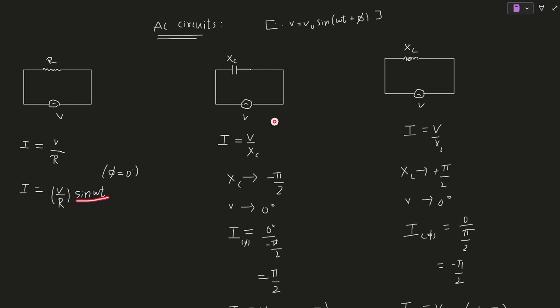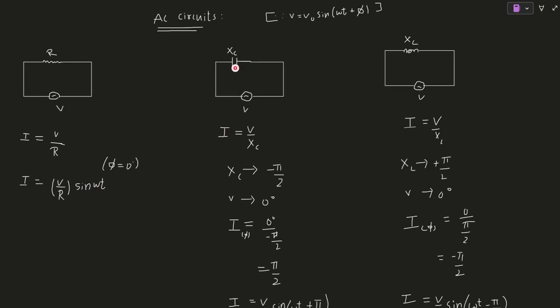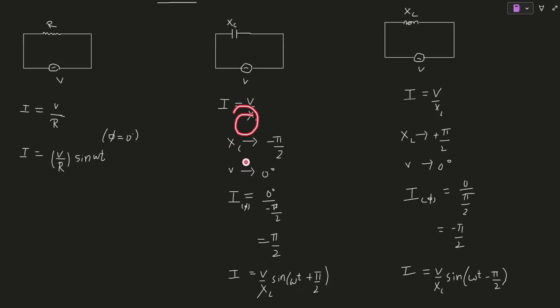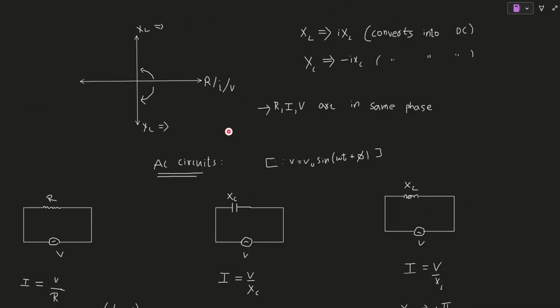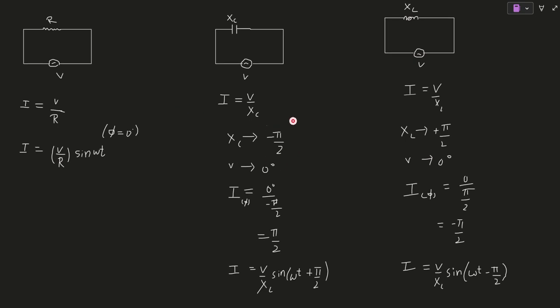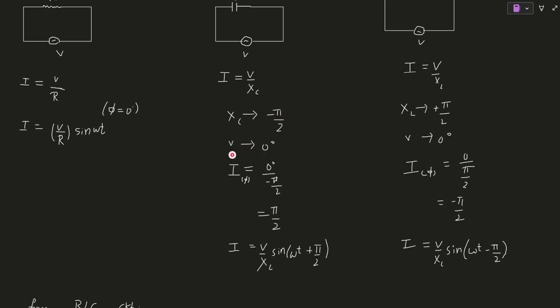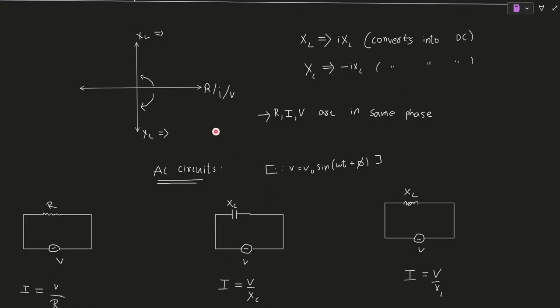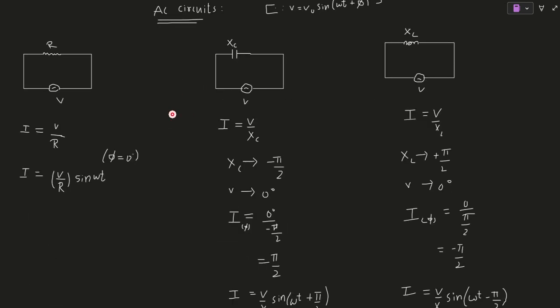Now we write for the capacitive circuit. I = V by XC. Impedance is XC here. XC lags by minus pi by 2 with current, as you know. The phase angle of XC is minus pi by 2 and the phase angle of voltage is 0. So the argument of 0 upon the argument of minus pi by 2 is 0 minus of minus pi by 2, which gives plus pi by 2. From this we can analyze that current leads the capacitance by 90 degrees.